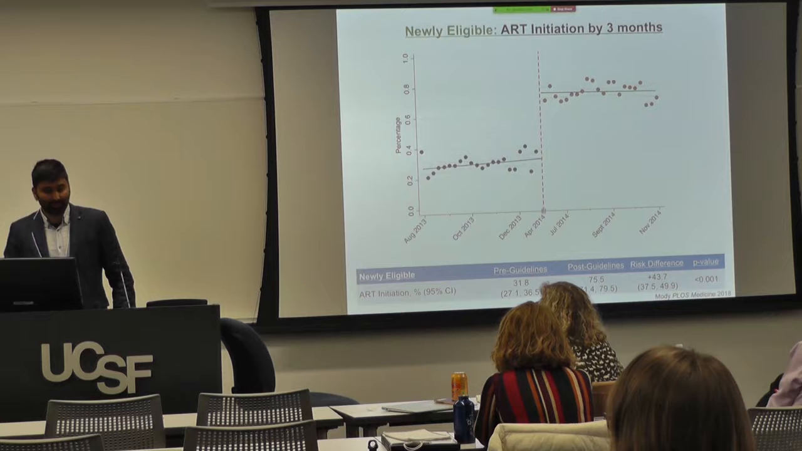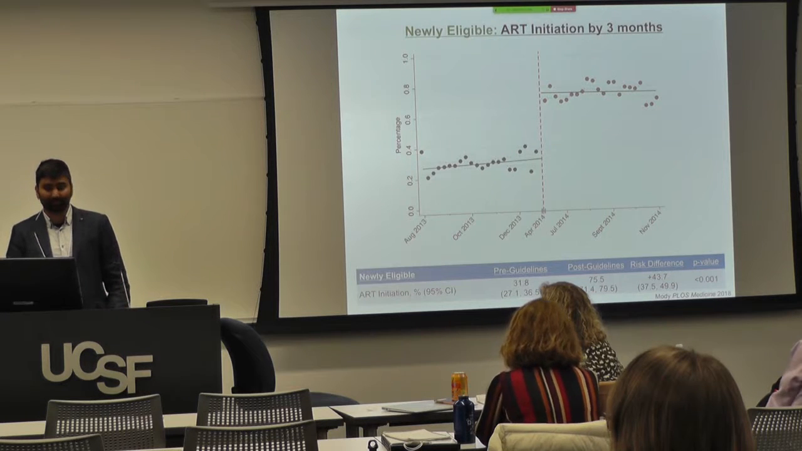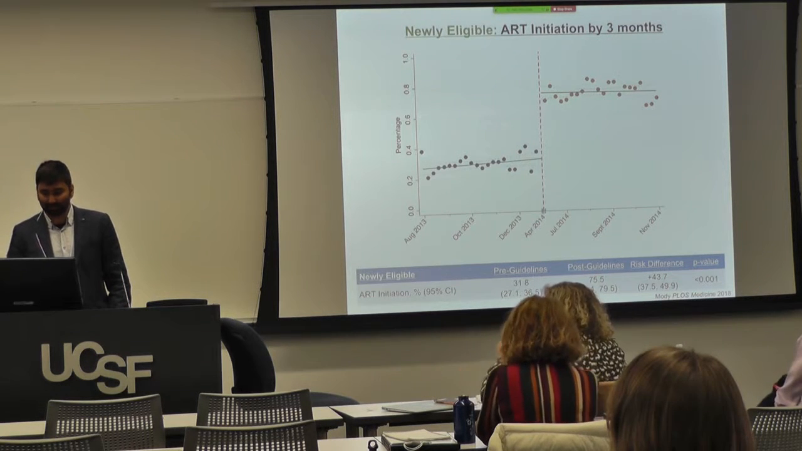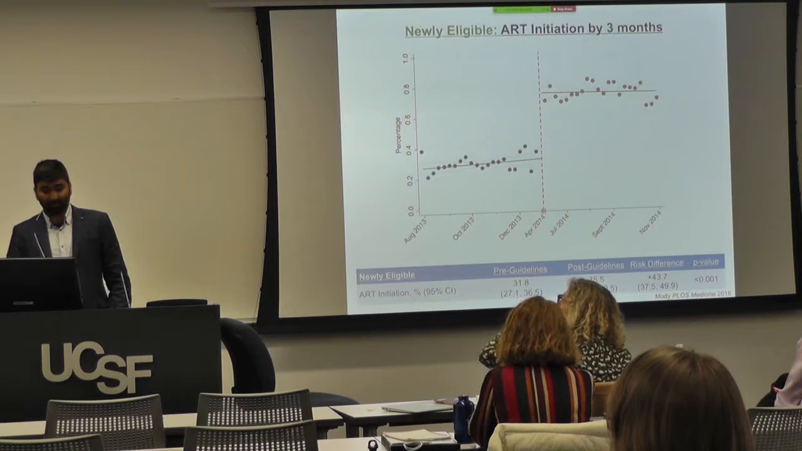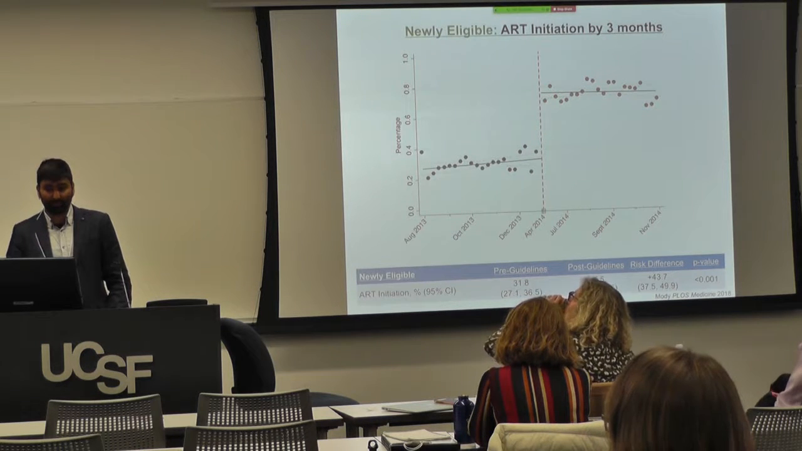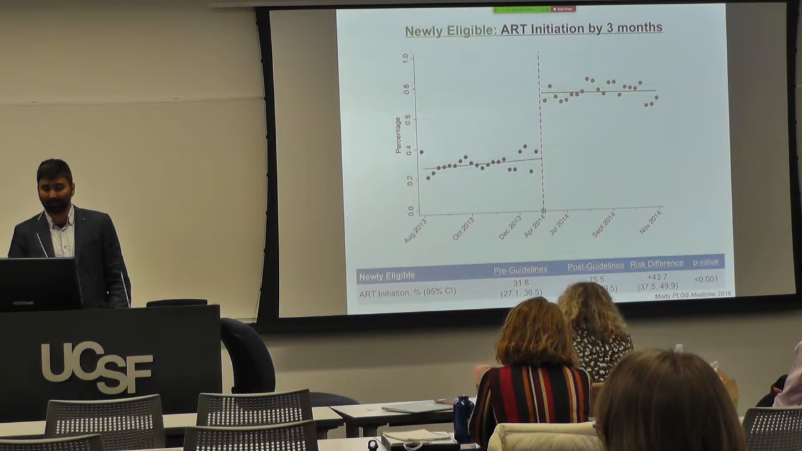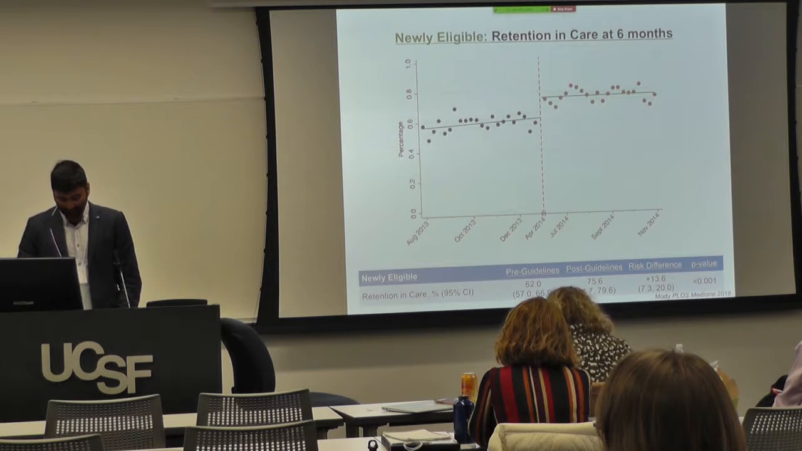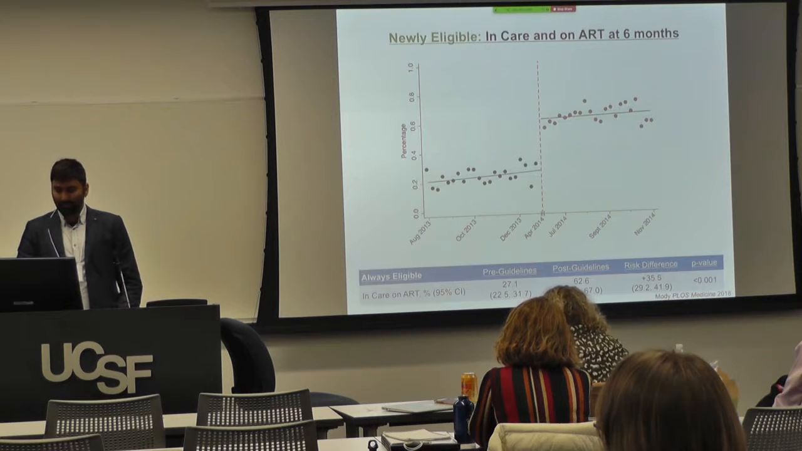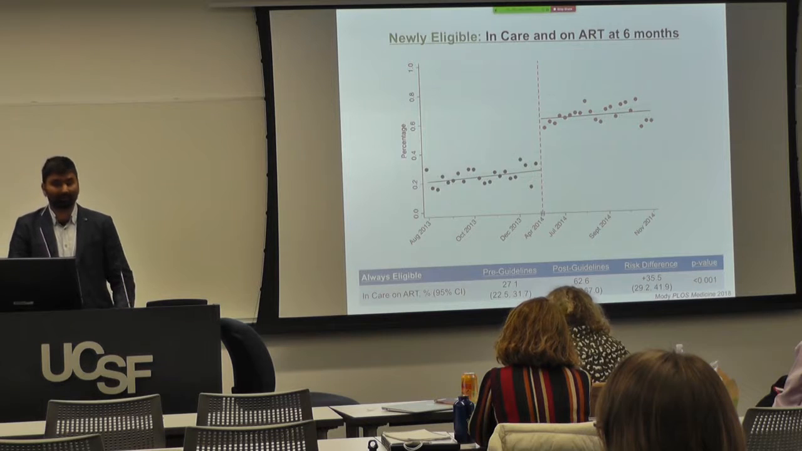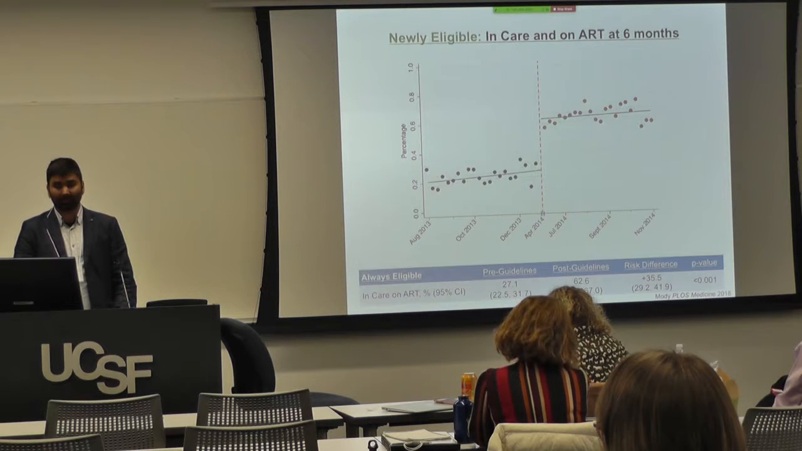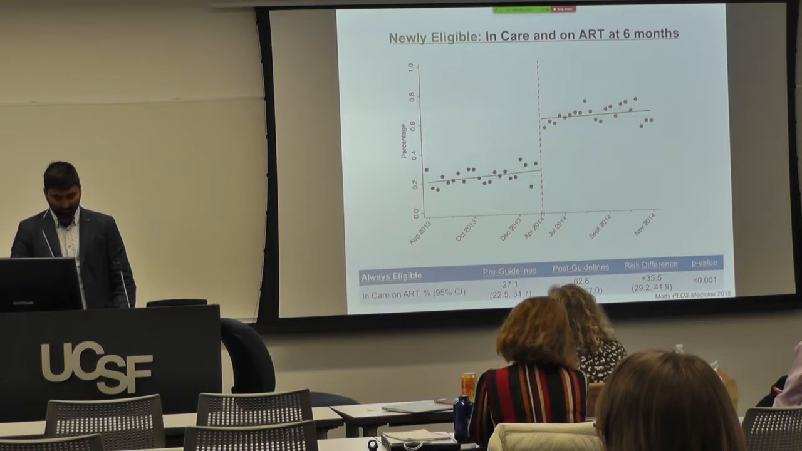Looking at the newly eligible subgroup, so these were also the ones that were primarily targeted by these guidelines. You see a 44% increase in ART initiation by 3 months with the rollout of the new guidelines, 14% increase in retention and care, and a 36% increase in those in care and on ART at 6 months.